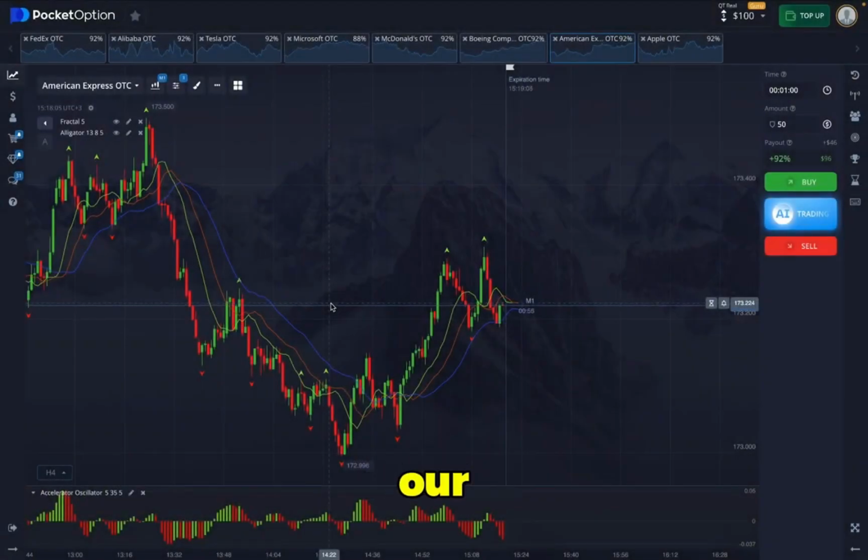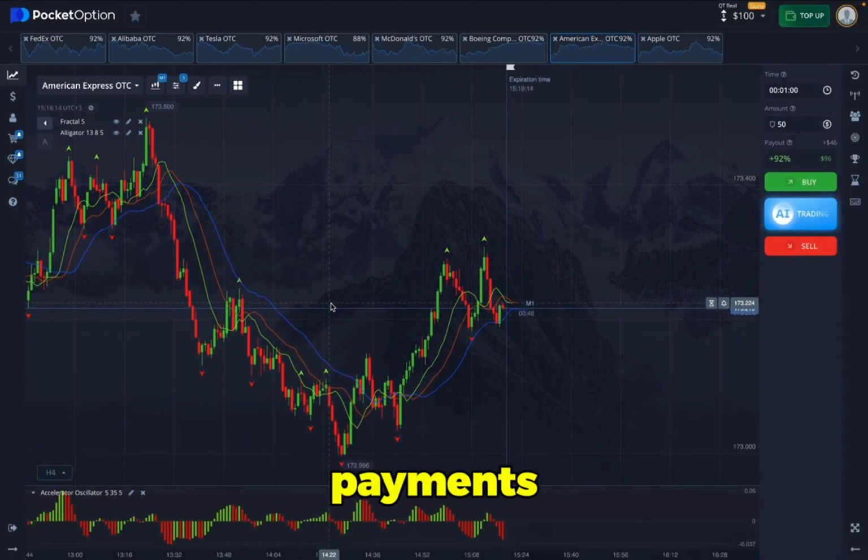So let's get started with our trading today. I trade on shares of companies, and you can see all assets with the most stable movement and maximum interest on payments before your eyes.